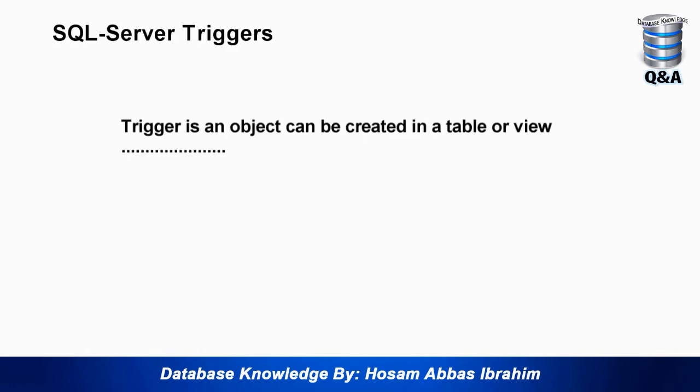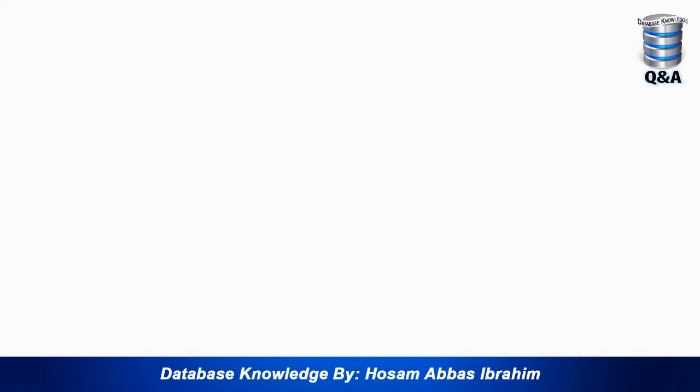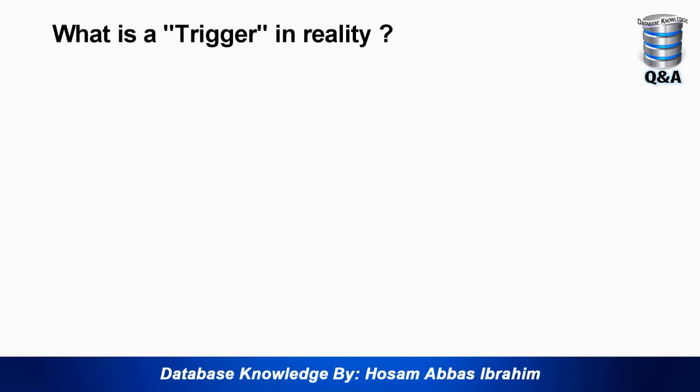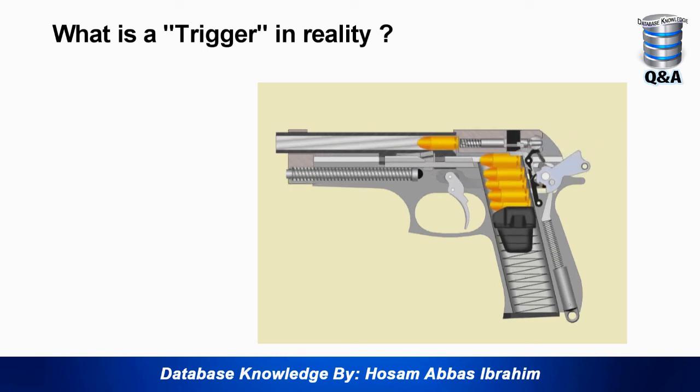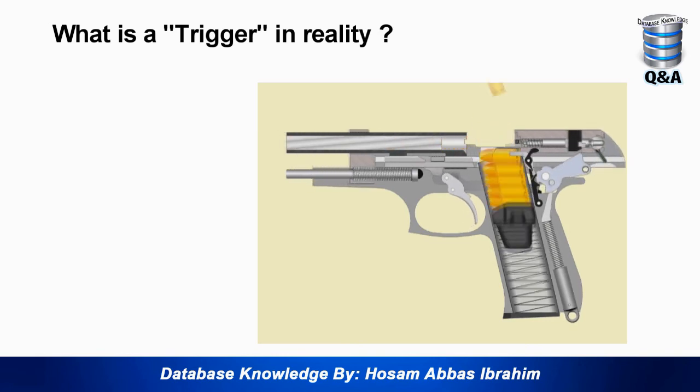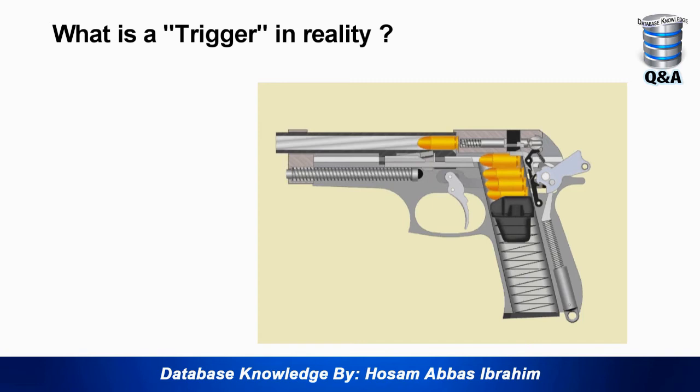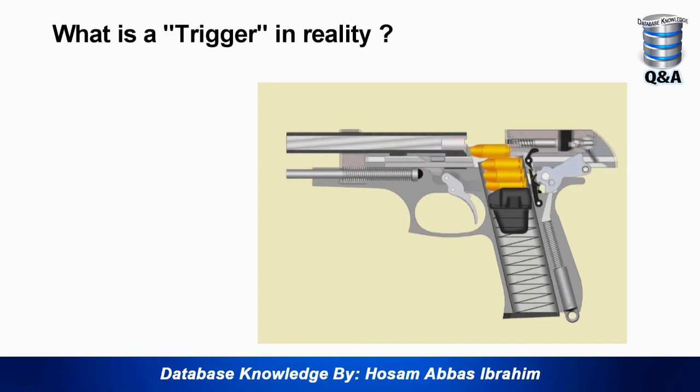A trigger is an object that can be created in a table or a view. Let us first see in reality what a trigger is. The most common example of a trigger in reality is the trigger in a gun. When this trigger is pulled, a bullet is fired. Of course, if we still have bullets in the magazine.